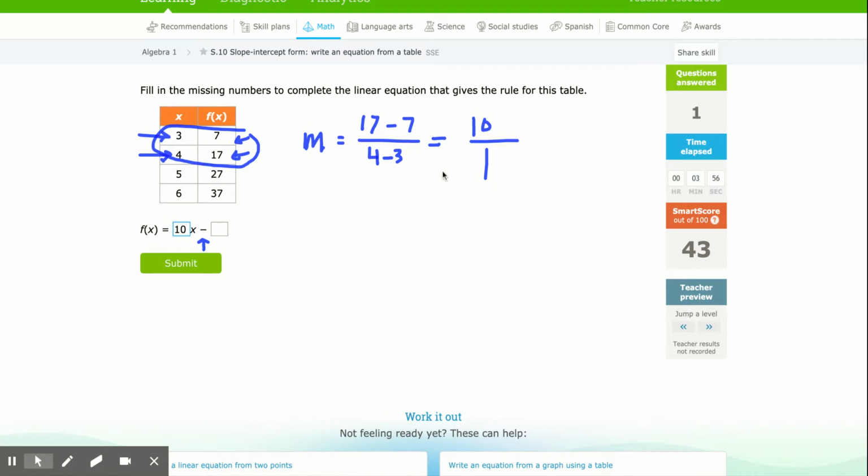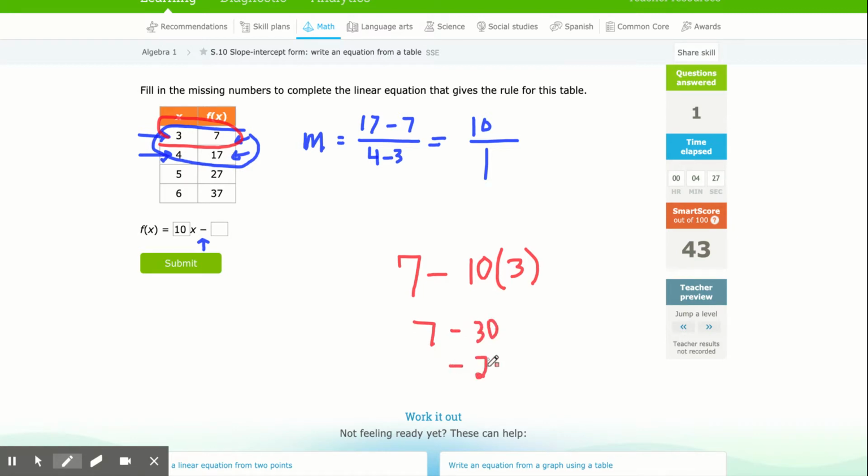Now I just got to find my y-intercept. To find my y-intercept, again, I'll do this in a different color. I'm going to use this top point right here. I'm going to take the y value, which is 7, and I'm going to minus off the slope, which is 10, times the corresponding x that went with that 7 y value, which is 3. So I get 7 minus 30, or I get a negative 23.